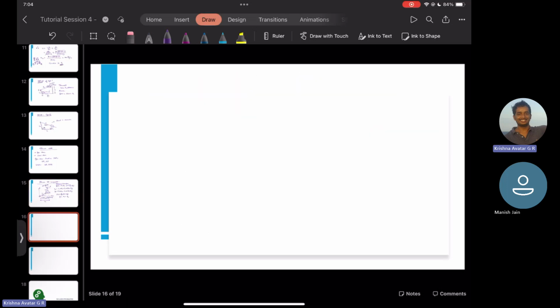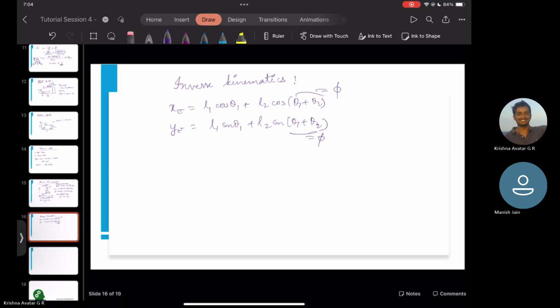Now let's move to the inverse kinematics of the same planar 2R manipulator. Inverse kinematics. In this case, given that we have xc equal to L1 cosine theta 1 plus L2 cosine theta 1 plus theta 2, and yc equal to L1 sine theta 1 plus L2 sine theta 1 plus theta 2. These are phi, right?